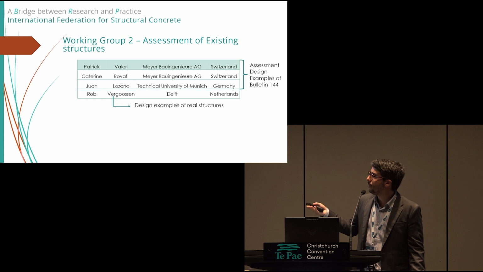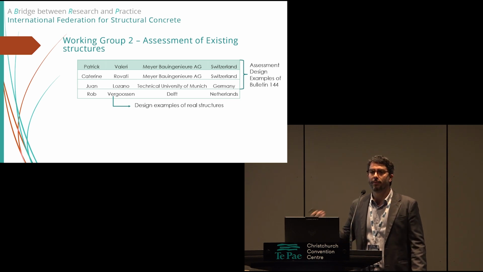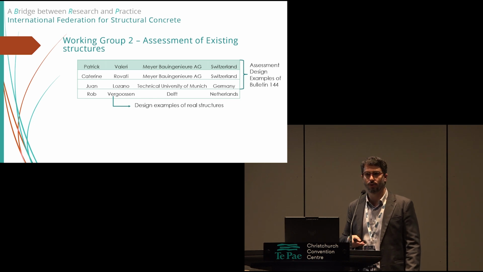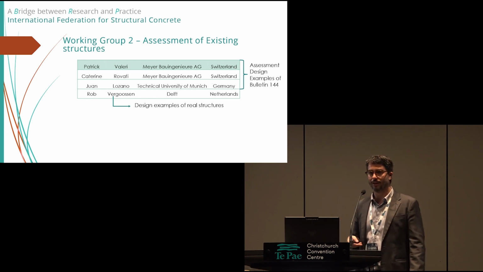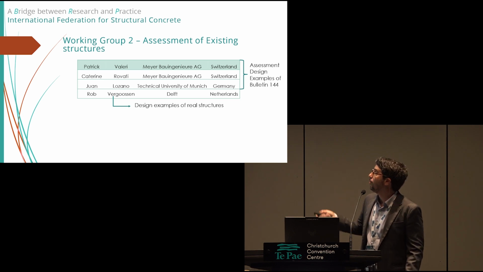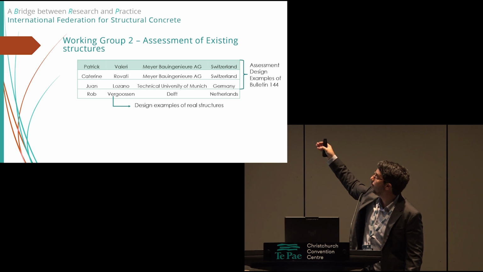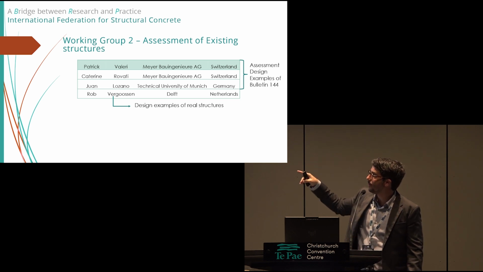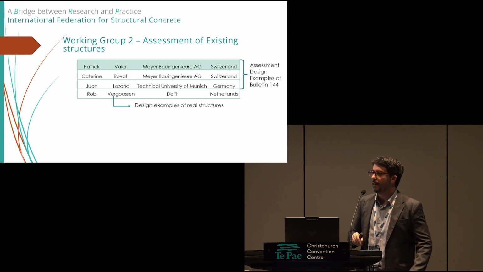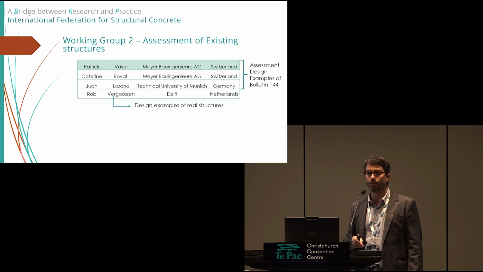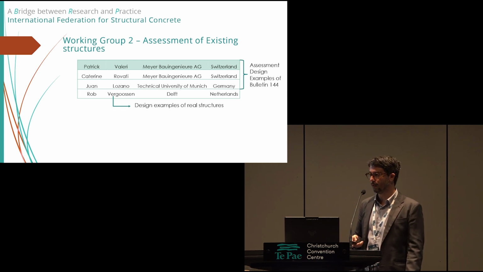So here you can see only 3 people, 4 now, and we need more people in those working groups. So if you want to participate, want to be involved, we welcome everyone. This is led by Patrick and Valerie, and there are 3 people here working on the design examples. And recently, Professor Rob Vergoossen from the Netherlands joined, and his group of students are doing separate examples and helping with the working group.